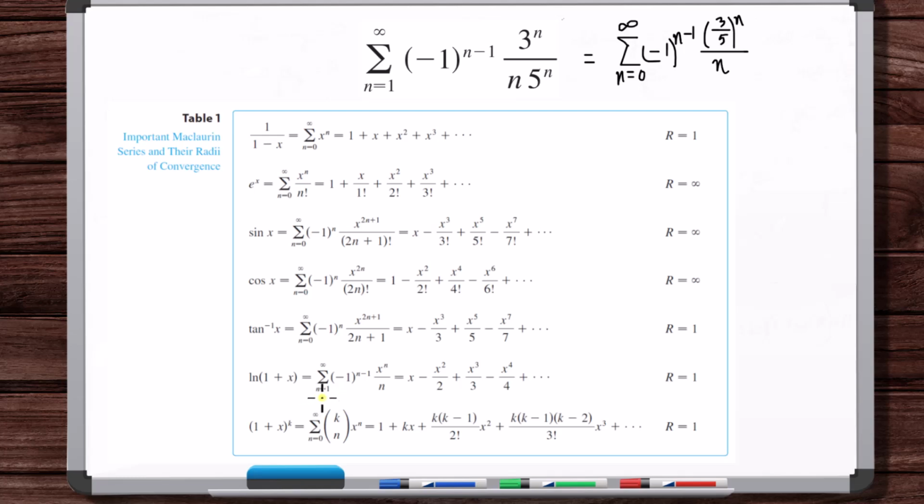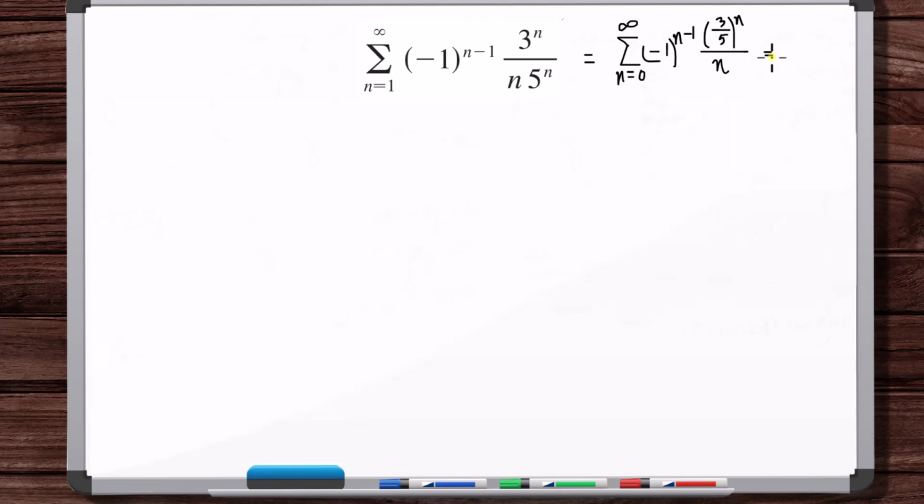you see, so we've got this with x equal to 3/5, which is within the radius of convergence. You can input any x between plus and minus 1. So this is equal to natural log of 1 plus 3/5. And we can actually simplify this. So 1 is 5 over 5 plus 3/5 is 8/5.